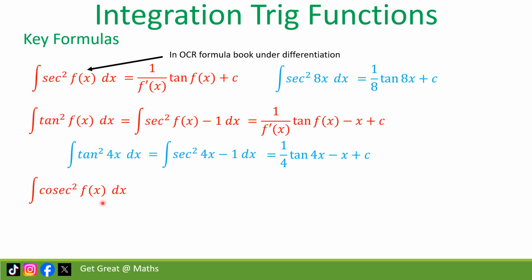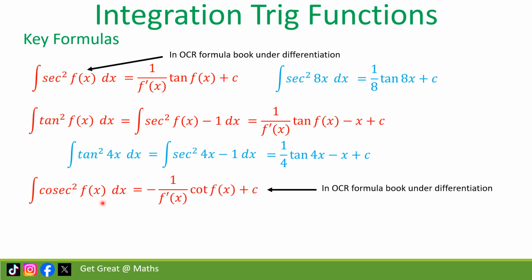The last one is cosec squared of f of x. Again, this is in your formula book under differentiation. So if you differentiate cot of f of x, you get cosec squared of f of x. But remember, we've got to divide by this differential of f dashed of x. So I've got minus 1 over f dashed of x cot of f of x plus c.